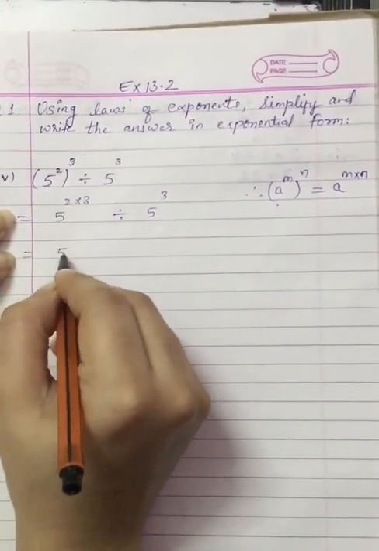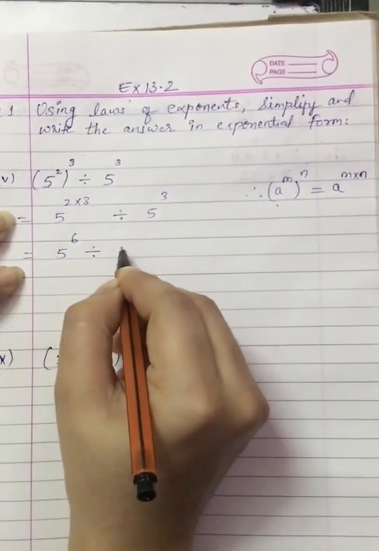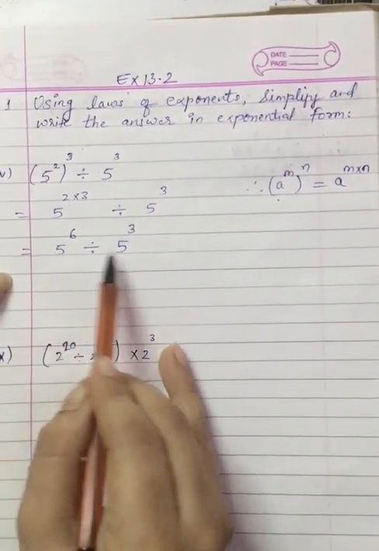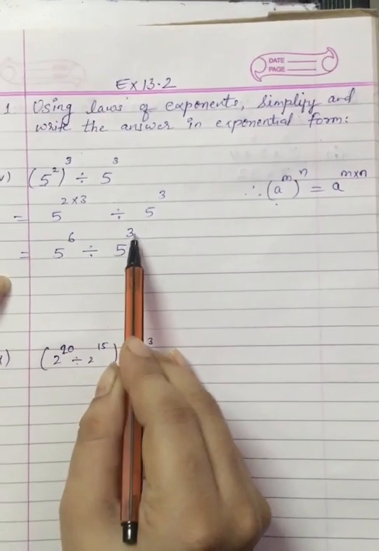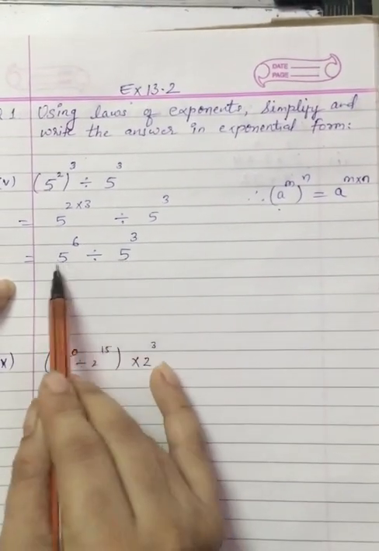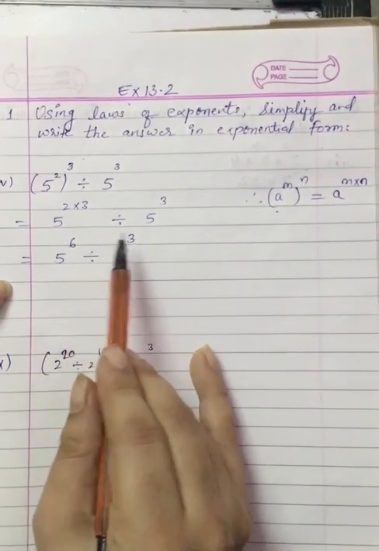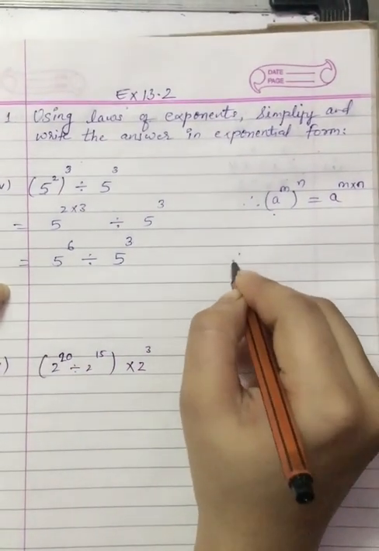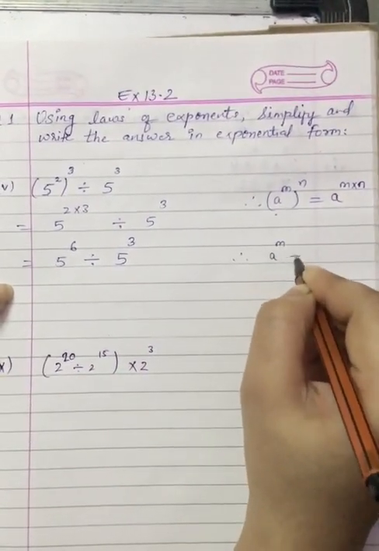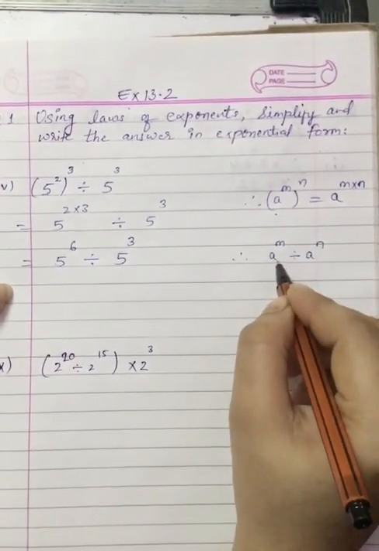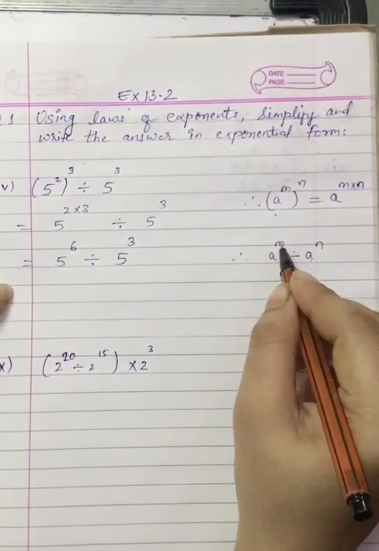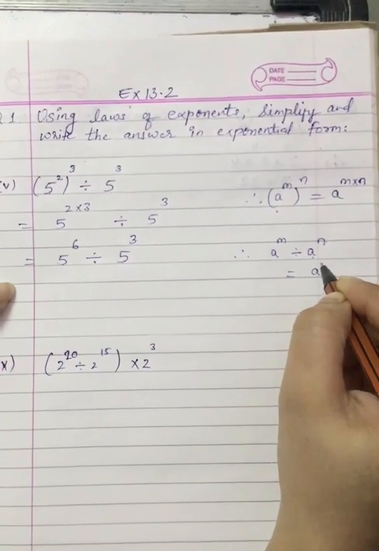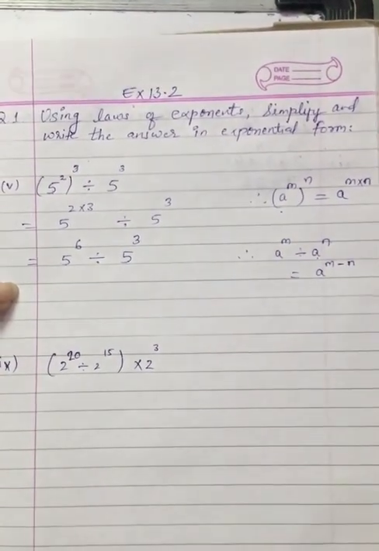So 3 2s are 6. So 5 to the power 6, divide 5 to the power 3. Now here we can see that in both the numbers, 5 to the power 6 and 5 to the power 3, bases are same and exponents are different, and both the bases are in division. So again we have one law, a to the power m divide a to the power n. It means bases are same, exponents are different in division. So what we have to do, we have to subtract the exponents.